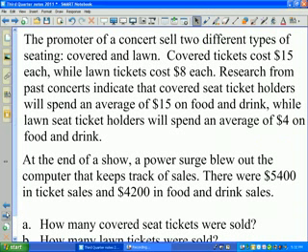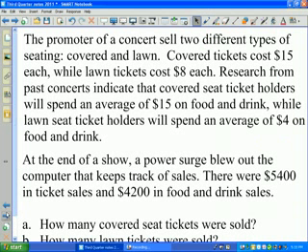You're probably saying, whoa, there's a lot of words on the screen. But anyway, you can follow along off the paper that you also can download on the website. The promoters of the concert sell 2 different types of seating, covered and lawn. Covered tickets cost $15 each, while lawn tickets cost $8 each. Research from past concerts indicates that covered seat ticket holders will spend an average of $15 on food and drink, while lawn seat ticket holders will spend an average of $4 on food and drink.